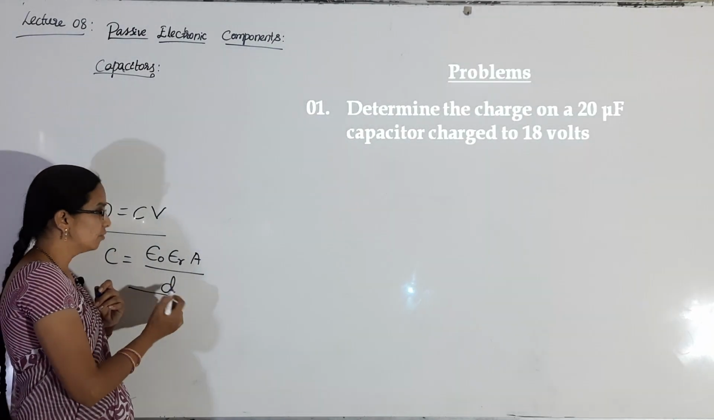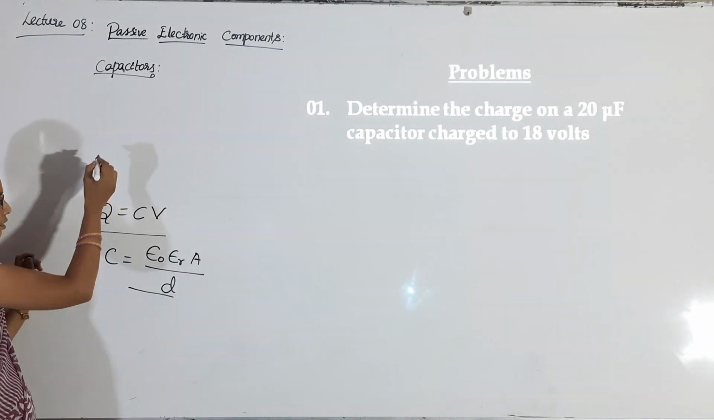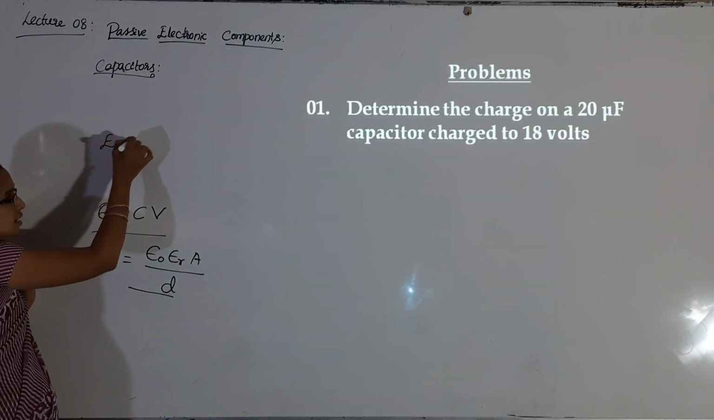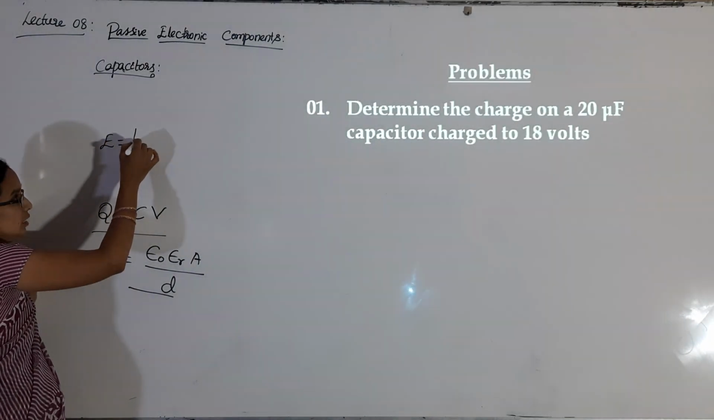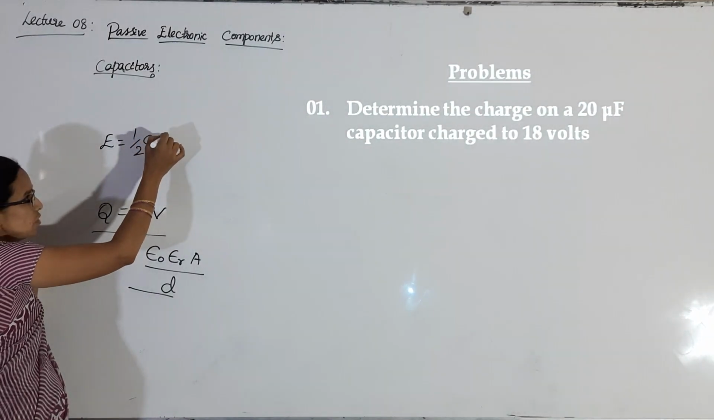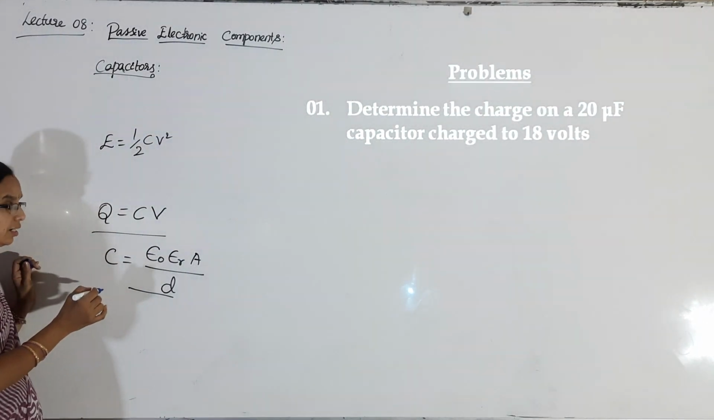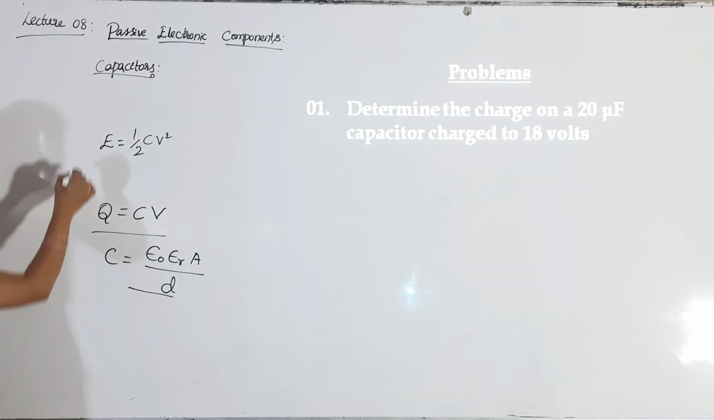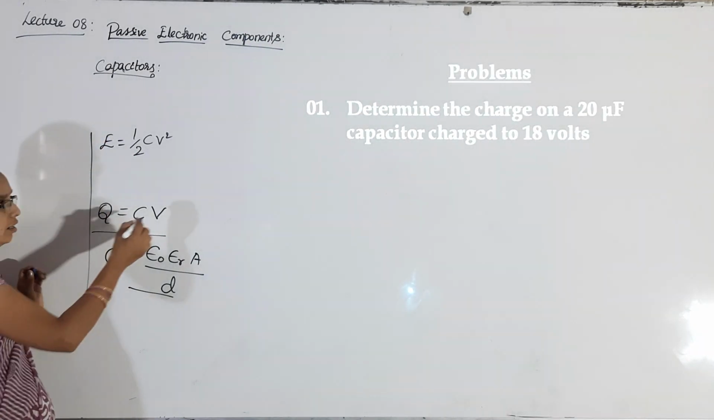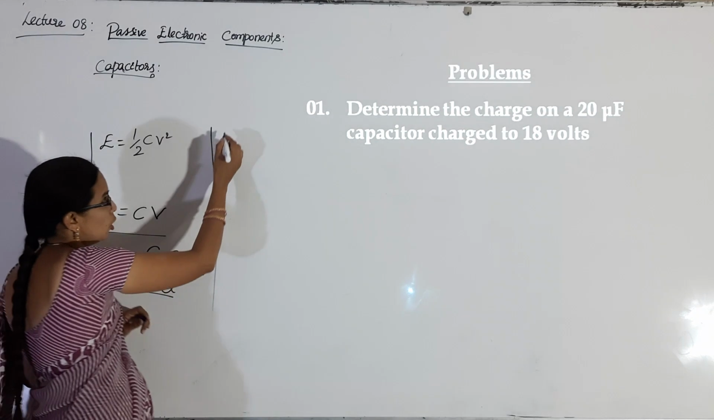Next we have also studied the energy stored in the capacitor by the formula half CV square, right. And after this we have studied one more thing, combination.